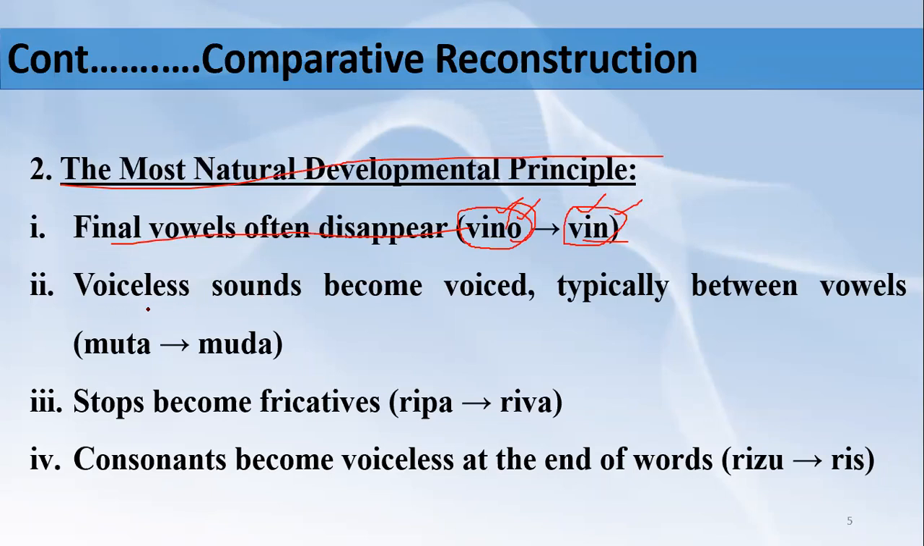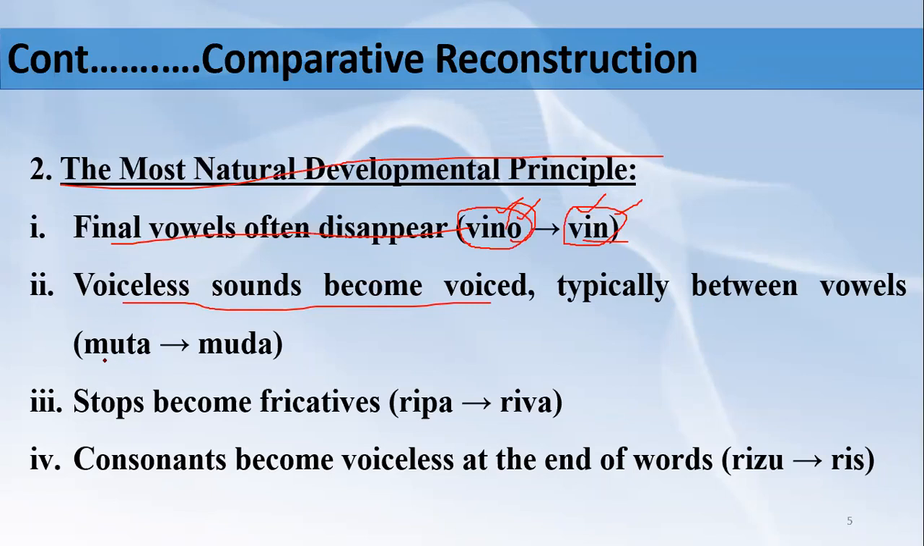The second rule in the most natural developmental principle is that voiceless sounds become voiced, typically between vowels. You must be familiar with voiceless and voiced sounds. It's all about the vibration of the vocal cords and vocal folds. Now look at this: voiceless become voiced, typically between vowels.